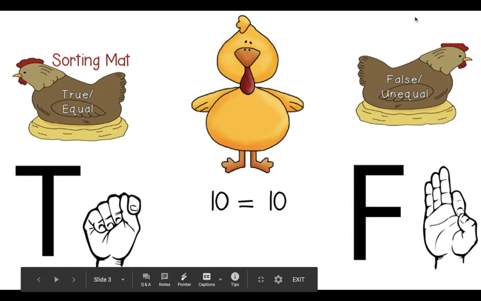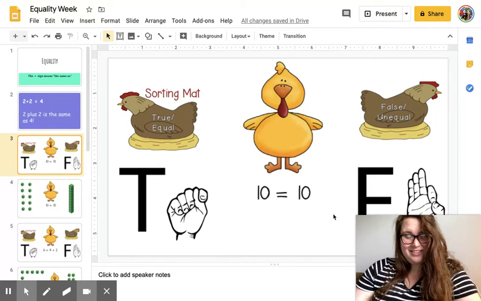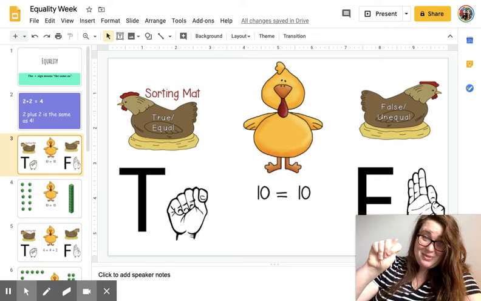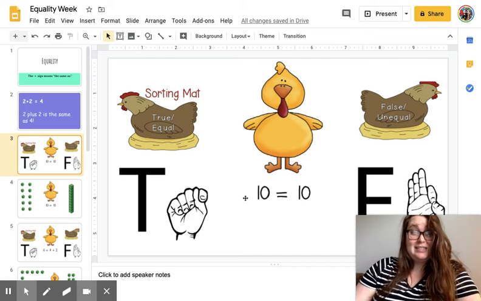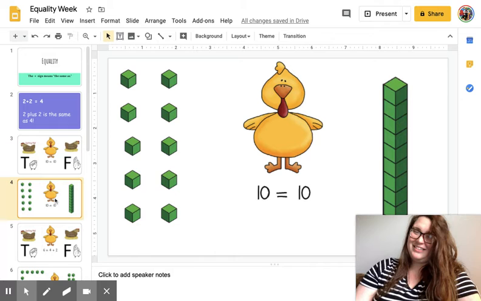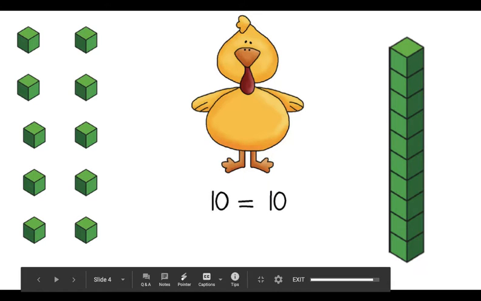What do you think? Is this true or is this false? If you think it's true, show me a T. If you disagree, then show me an F. What this is saying is 10 is the same thing as 10. Let's check. Take a look. 10 is the same thing as 10.